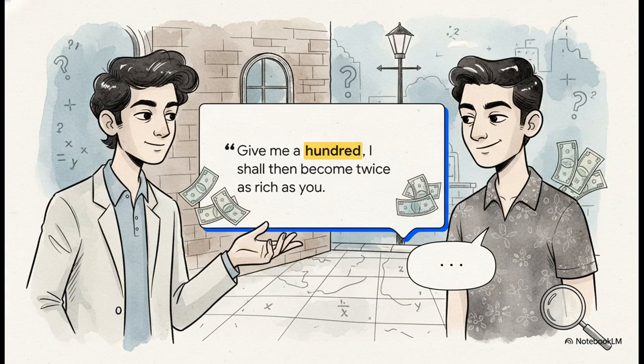Picture this. You're just walking down the street, right? And you happen to overhear this exact real-world conversation between two friends, Rohit and Ajay. Rohit looks right at Ajay and says, "Give me 100, I shall then become twice as rich as you." But Ajay just smirks and fires back, "Well, if you give me 10, I shall be 6 times as rich as you." I mean, it literally sounds like a riddle from a detective mystery, doesn't it?